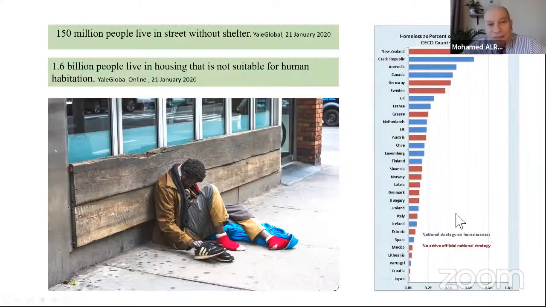Because there is a very recent statistic that says we have about 150 million people living in the street without a shelter. And we have 1.6 billion people living in housing that is not suitable for human habitation at all. And this is totally against what they believed all over their lives.